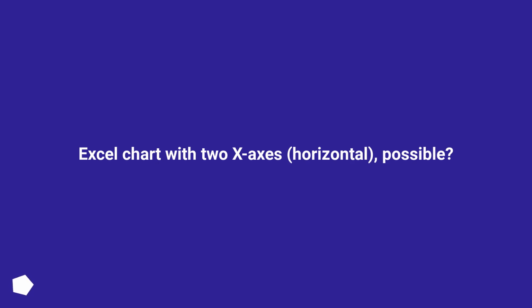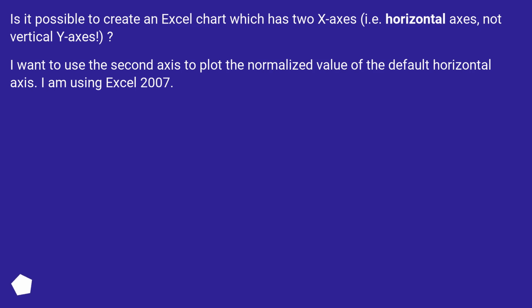Excel chart with two x-axes, horizontal, possible. Is it possible to create an Excel chart which has two x-axes, i.e. horizontal axes, not vertical y-axes? I want to use the second axis to plot the normalized value of the default horizontal axis. I am using Excel 2007.